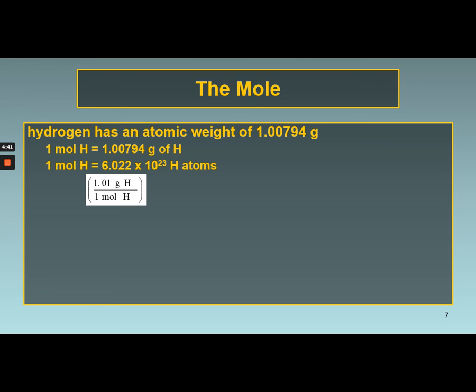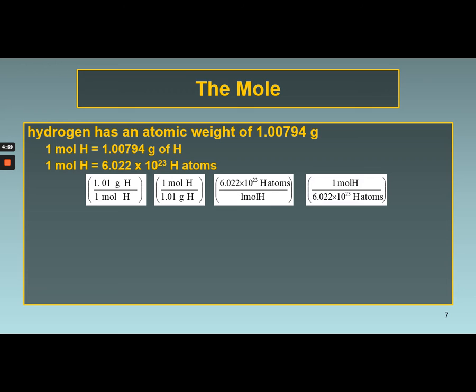So we can write those values as conversion factors. We can say 1.01 grams per mole, or we can say 1 mole per 1.01 grams. Or we can say 6.022 times 10 to the 23rd atoms per 1 mole, or we can say 1 mole per 6.022 times 10 to the 23rd atoms. And this is true for all of the elements, and we can also write them just like this for compounds too. And we can use these to help us go from one thing to another, to another, to another.